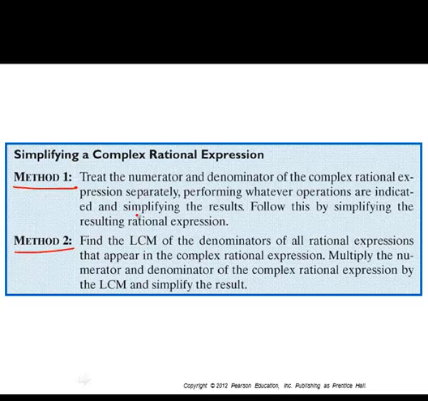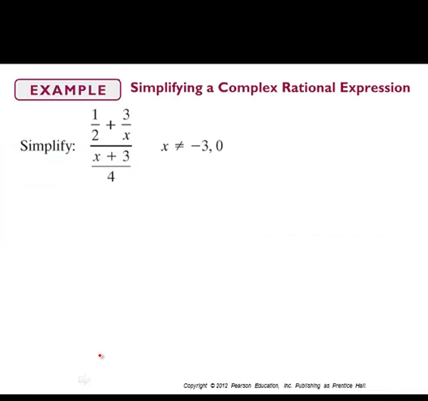The first method involves combining any rational expressions in the numerator into one single rational expression. And same thing for the denominator. And then taking the rational expression in the numerator, divide it by the rational expression in the denominator. Otherwise, for method 2, you can just identify an LCD for all the fractions involved in the numerator and denominator, and multiplying the numerator and denominator of the big fraction by that LCD, and that'll simplify that rational expression. Okay, so let's take a look at both methods.